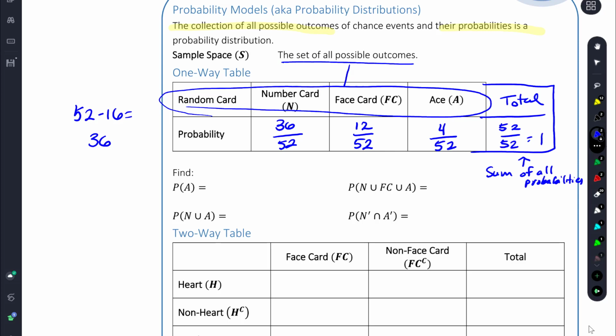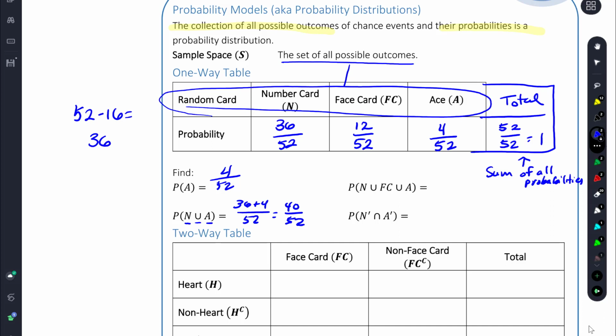So given this, we can answer these questions pretty easily. Probability of ace is right there given to us, 4 out of 52. So that's no problem. Out of 52, there are 4 aces. Probability that a card is a number card or an ace means we want to consider the possibility that a card is either a number card or an ace. And since there's no overlap between these two, all we have to do is add the two possible outcomes together. 36 plus 4 out of 52 shows me there are 40 out of 52 cards that are either number cards or aces.